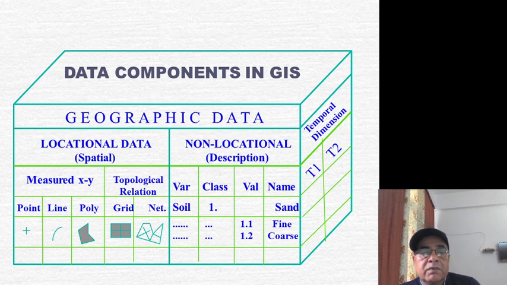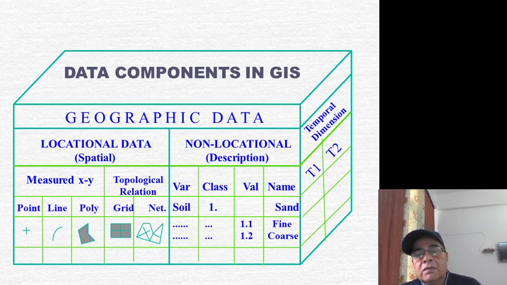We have discussed in the previous class also that if we have the data measured in XY, that is point, line or polygon, then we say it is the spatial data. If it is the grid, then we say it is the raster data, right? Point, line, polygon is the vector data. So these features may have certain characteristics. Those characteristics may be represented in the form of non-locational, or what we also call tabular data.